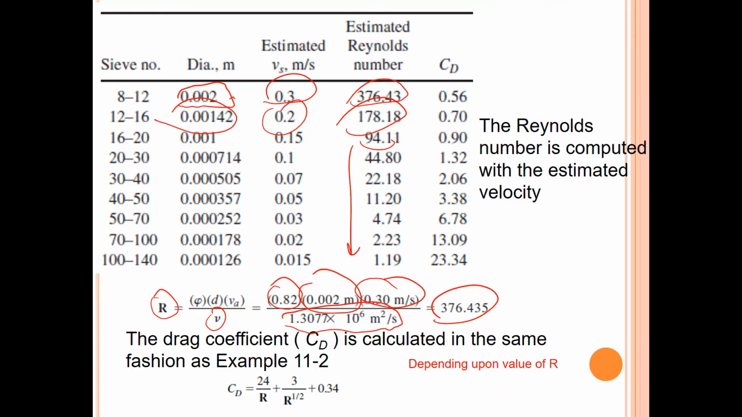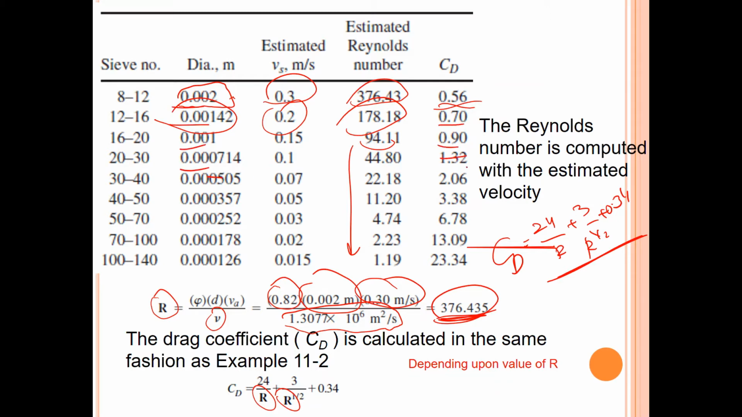If you know all of the Reynolds numbers, you can use them in this equation to find the drag coefficient. Drag coefficient is 24 over R plus 3 over R to the half plus 0.34. We use this equation because the Reynolds number here is bigger than 1, but not that big, so it's in between laminar and turbulent. For this particle we find 0.65, and we can find all the drag coefficients for the other particles as well.